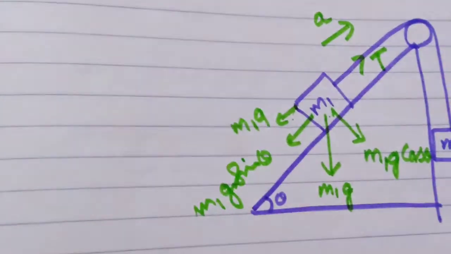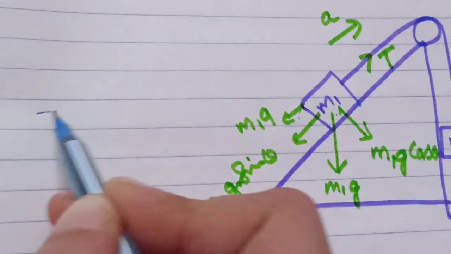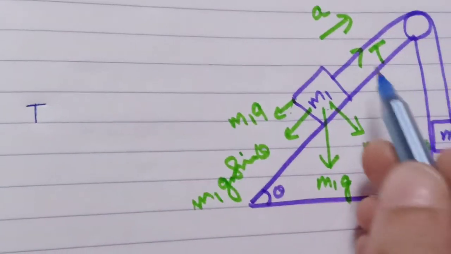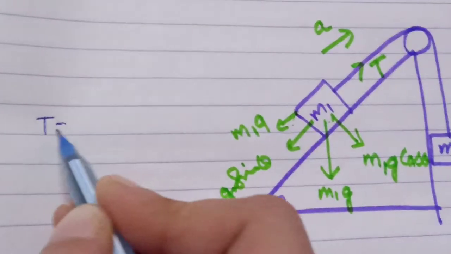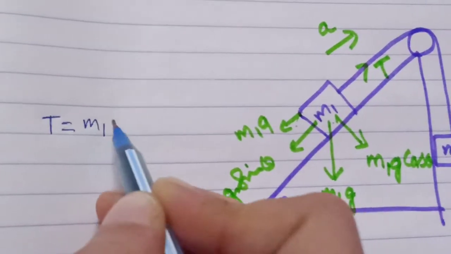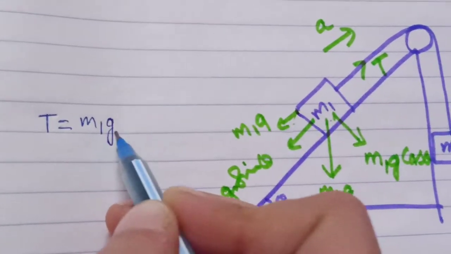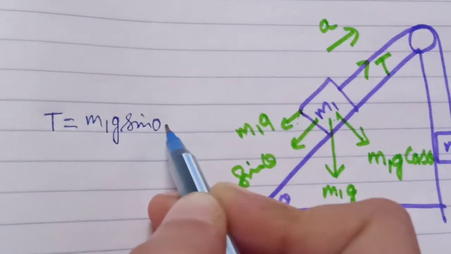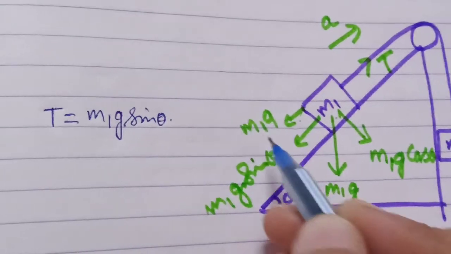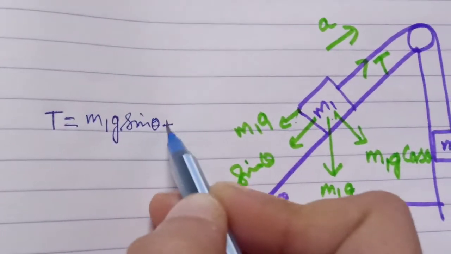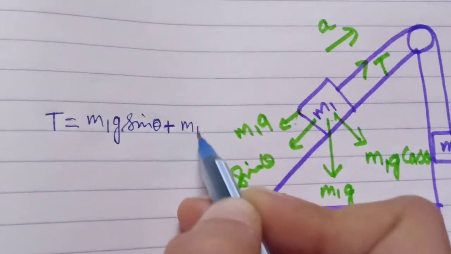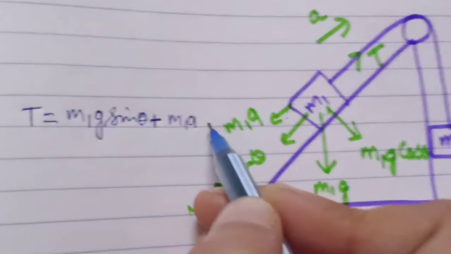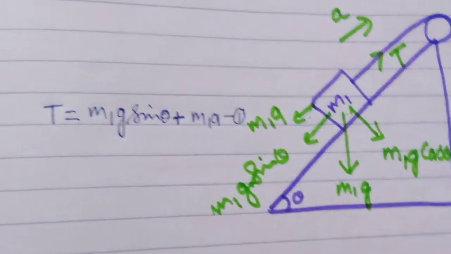For this, T is equal to m1g sin theta, because both are on the same side, so plus m1a. This is the first condition.